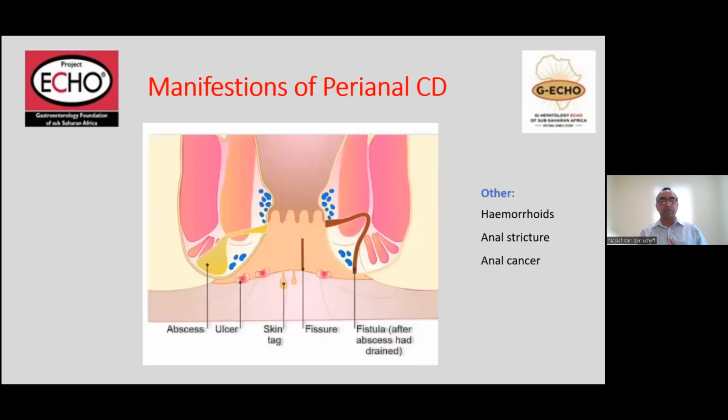perianal disease. So this slide from UpToDate beautifully illustrates the common manifestations of perianal Crohn's disease, where patients can be seen with an abscess, they can be seen with a perianal ulcer, they can be seen with skin tags, they can have a fissure, or importantly, they can have a fistula after the abscess has been drained. Other manifestations include increased incidence of hemorrhoids, anal strictures, as well as anal cancer.